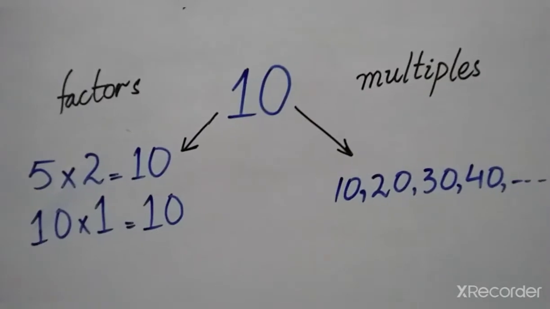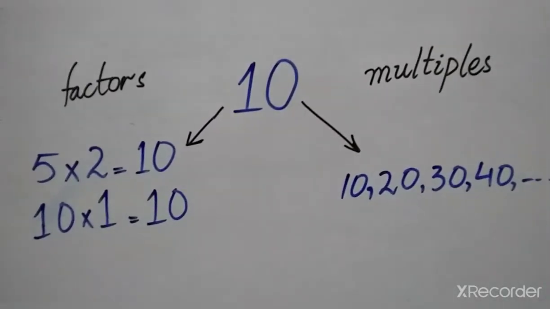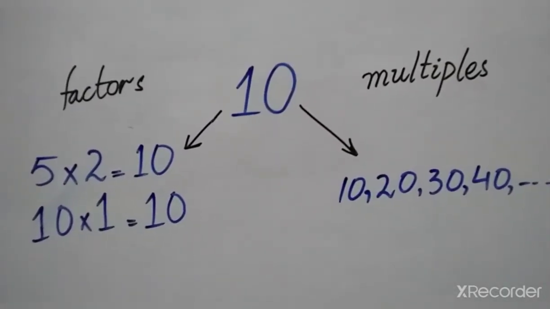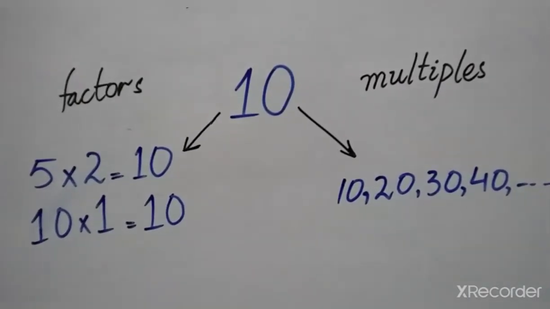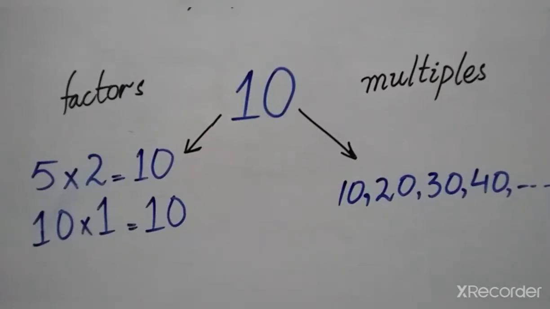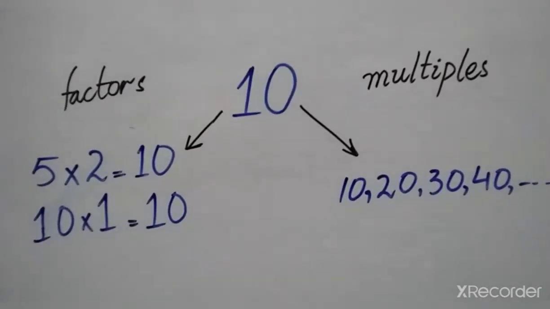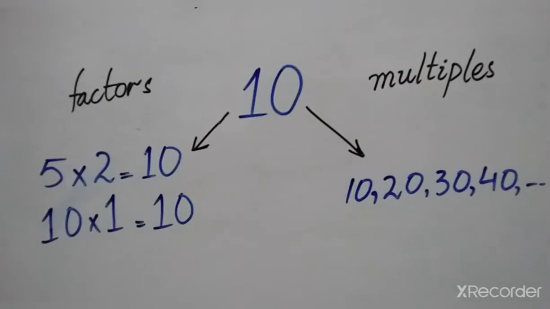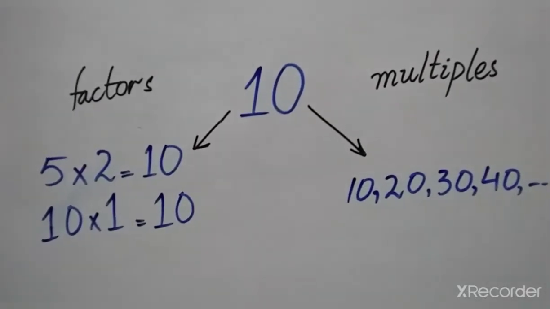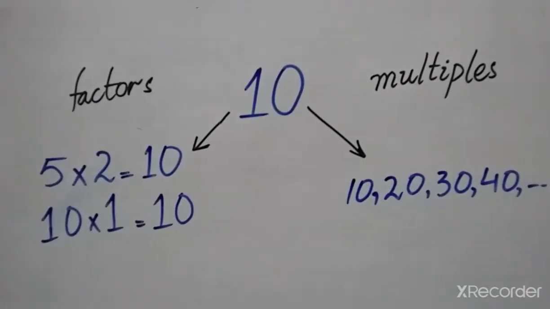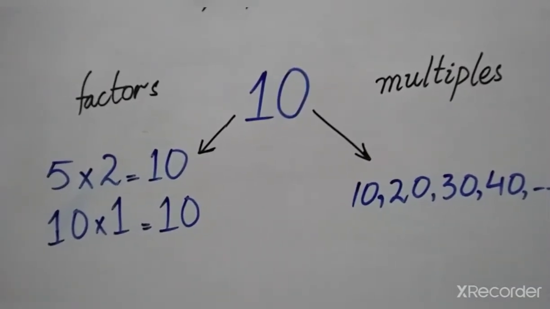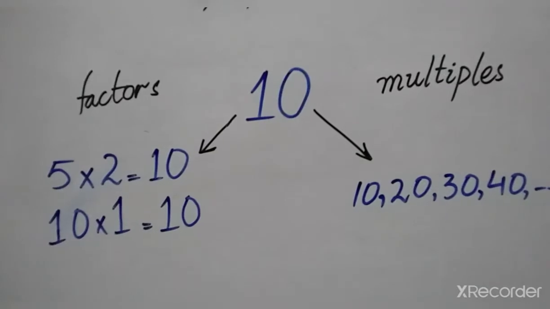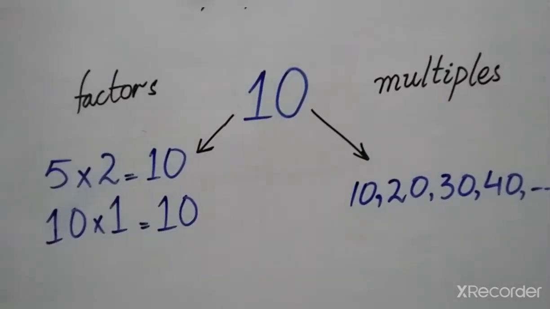Now, if we have number 10 and we have to find out the factors and multiples of 10, so here are the multiples of 10. 10, 20, 30, 40 and so on are the multiples of 10. And if we have to find out the factors of 10, we will find out the numbers whose multiplication is equal to 10. Here are the factors of 10. 5 and 2 and 10 and 1 are the factors of 10.